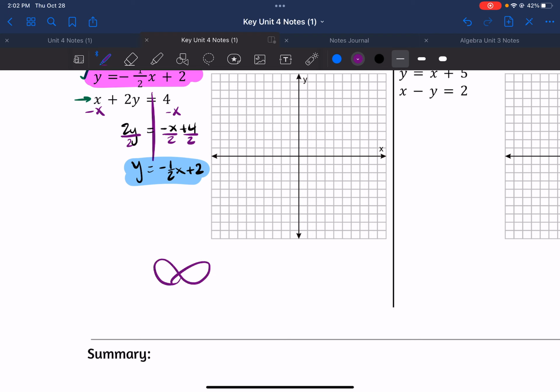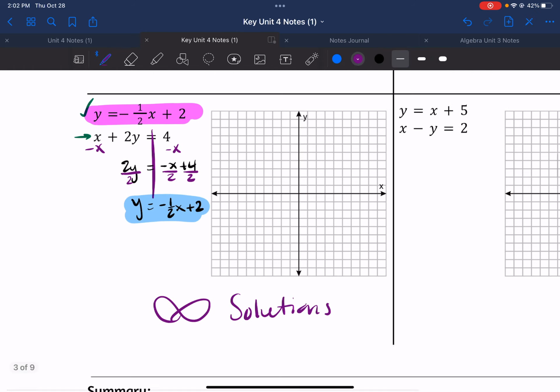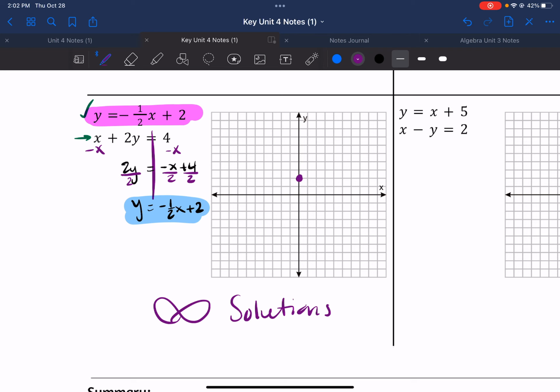I'm just going to do this, infinity sign, infinite solutions. All right, infinite solutions. Since they're both the same line, we actually just need to draw my line once and I'm done. Positive 2, y-intercept. Calm down there. Positive 2. Down 1 over 2. Down 1 over 2.